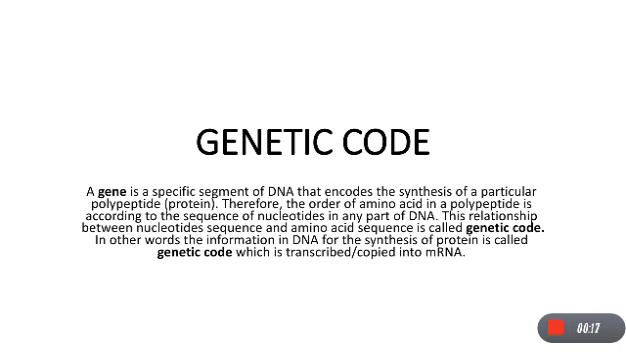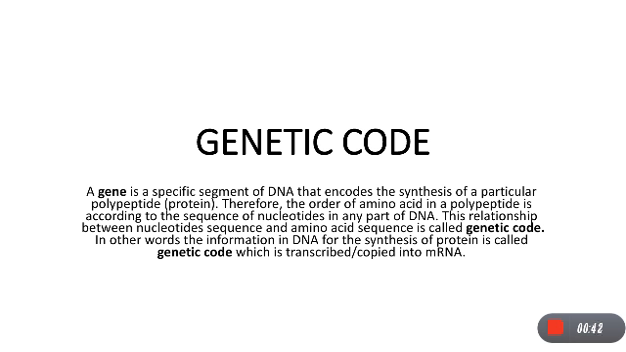Today, our topic of discussion is genetic code. As we all know, a gene is a specific segment of DNA that encodes the synthesis of a particular polypeptide or protein. Therefore, the order of amino acids in a polypeptide is according to the sequence of nucleotides in any part of DNA. The relationship between nucleotide sequence and amino acid sequence is called genetic code.